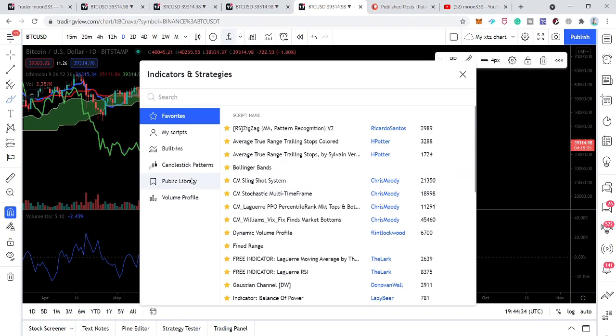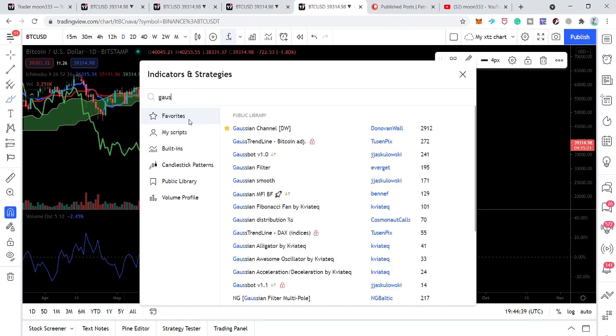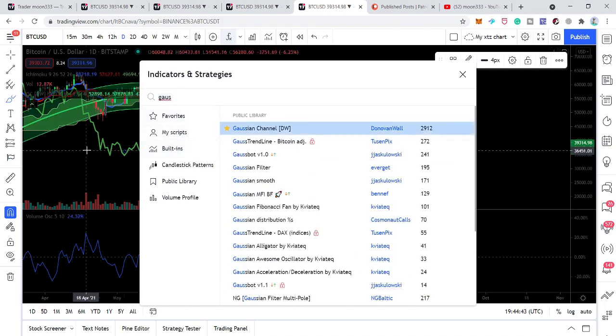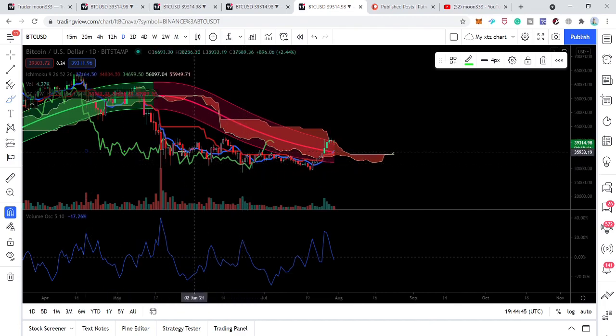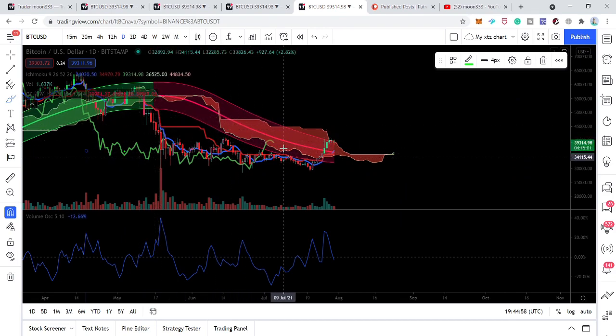So if, for example, I would like to use the Gaussian channel that is developed by different people, then first I go to the public library, and from here I can search for the Gaussian channel. And if I place this Gaussian channel, let me show you this Gaussian as well. You can see that we don't have additional tools like we have in the Ichimoku cloud. It is breaking the same as the Ichimoku cloud, but we do not have the additional moving averages, lagging span, and conversion and baseline.